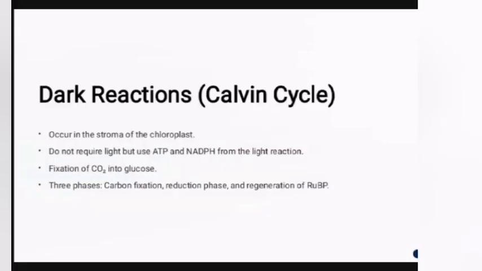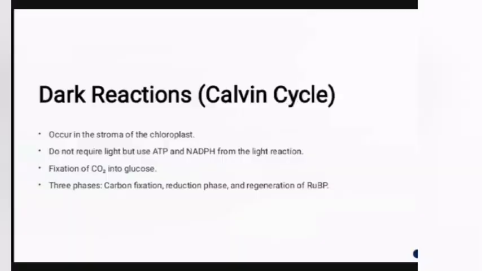Calvin Benson what cycle. Now, the dark reaction occurs in the stroma of the chloroplast. Take note. Light reaction occurs where? In the thylakoid. Dark reaction occurs where? In the stroma. I don't know how your exam will be like, but if it is OBJ, these salient points are very, very crucial for you to remember.